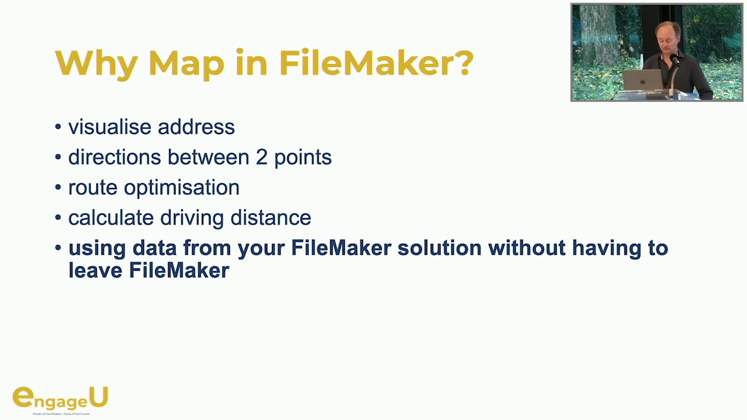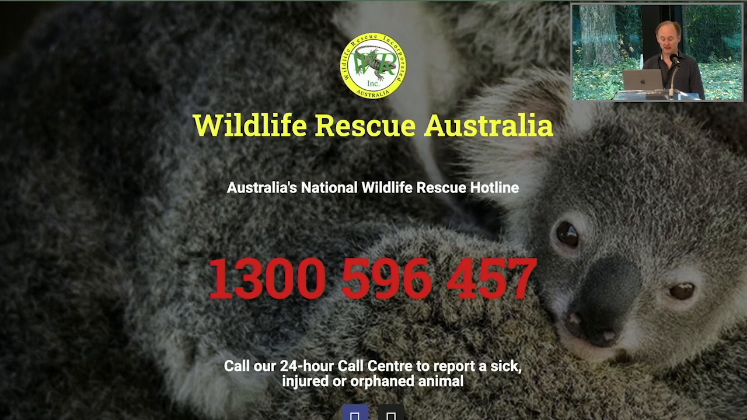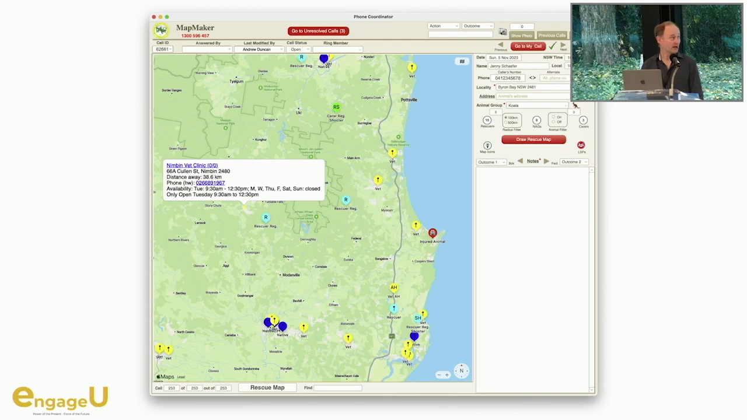I just want to talk about one of my customers briefly. It's called Wildlife Rescue Australia, and they're a non-profit, and they run a national call centre for injured animals in Australia. I've helped their owner build a mapping integration, and it works like this: the phone coordinator receives a call, and in the top left they record the address of the injured animal and what type of animal it is, and then they select what service providers they might need. It might be a vet or a carer or a rescuer and so on.